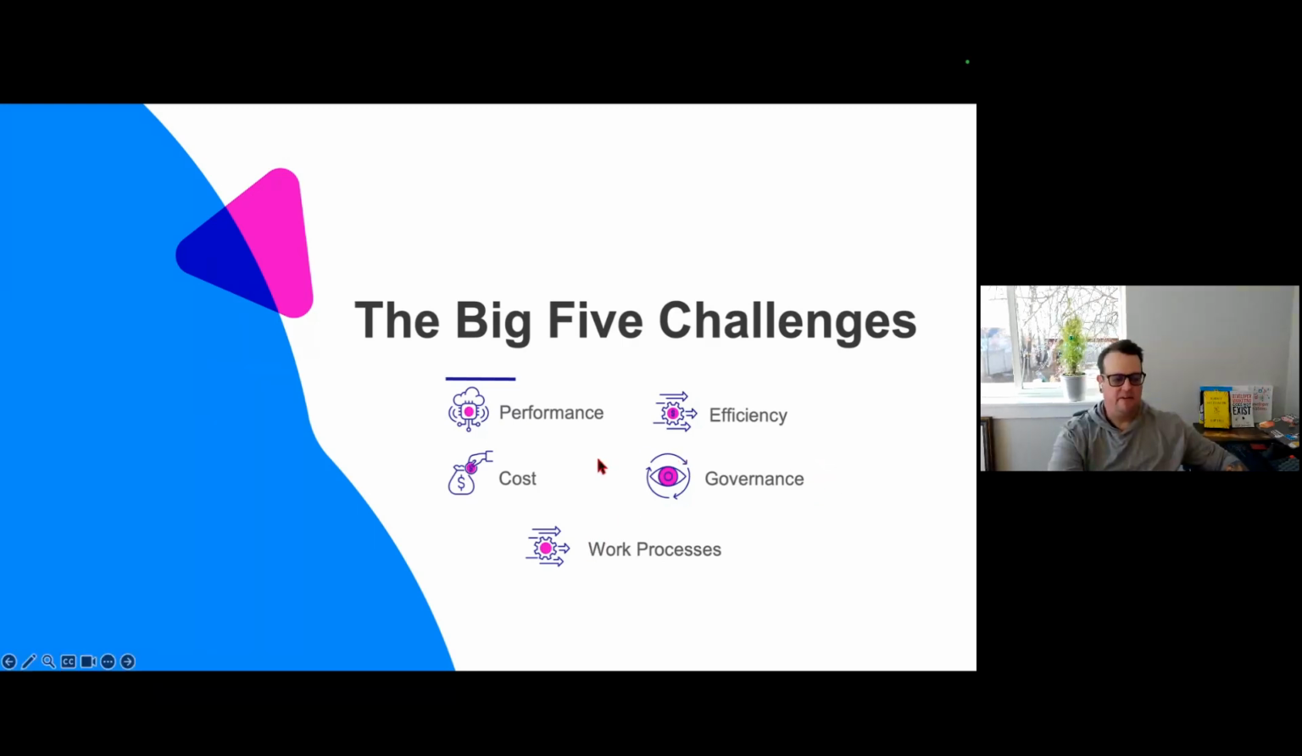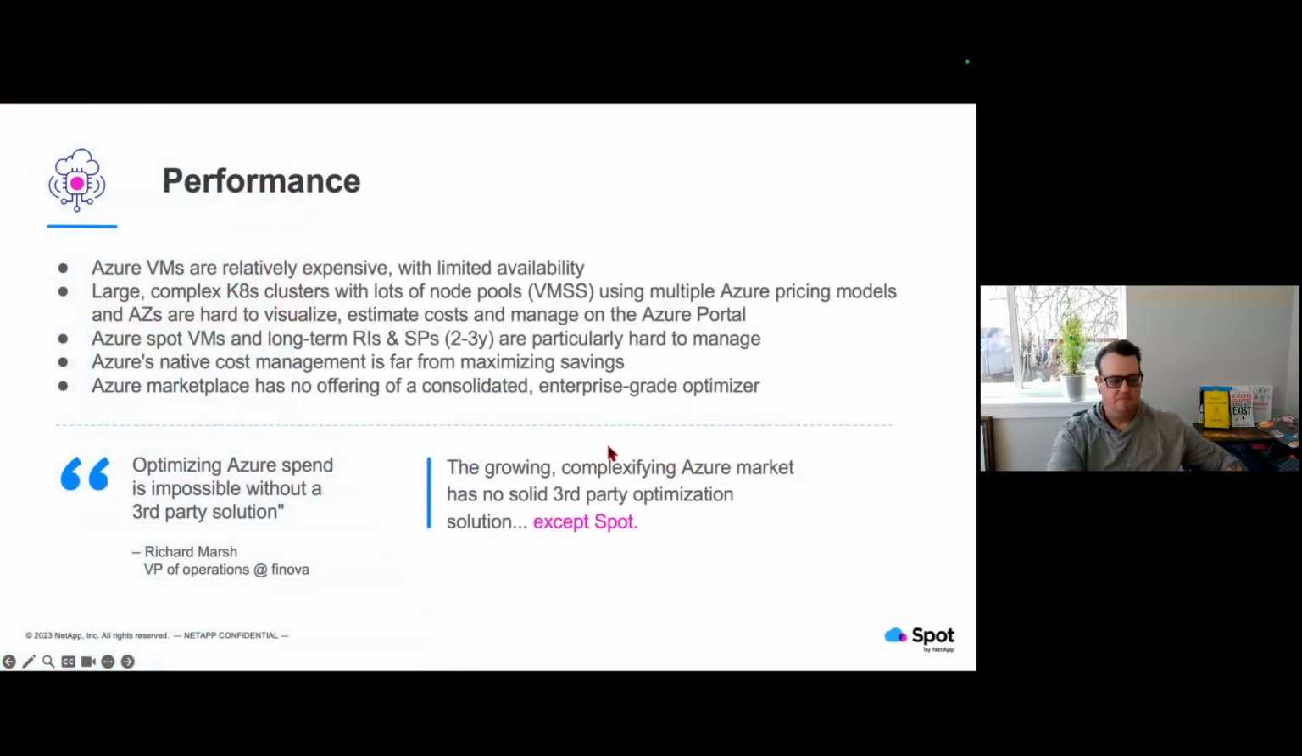So let's dive right in and start talking. The first one we're going to tackle is performance. Azure virtual machines are relatively expensive and can sometimes have limited availability. The same can be said for large Kubernetes clusters with lots of node pools, using VM scale sets and trying to keep everything in line using multiple pricing models. Trying to keep that all under control is nearly impossible.